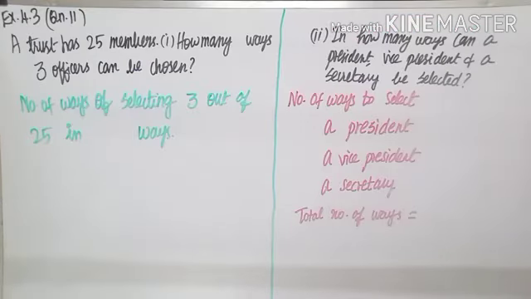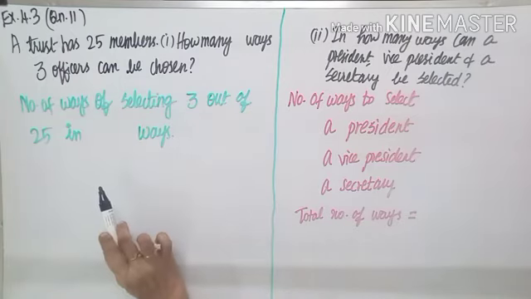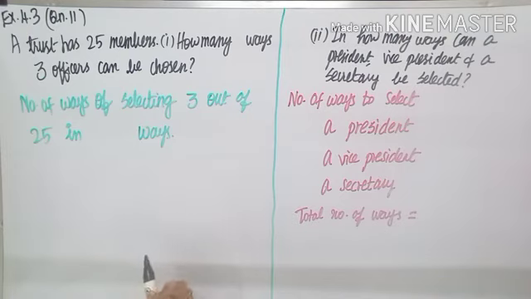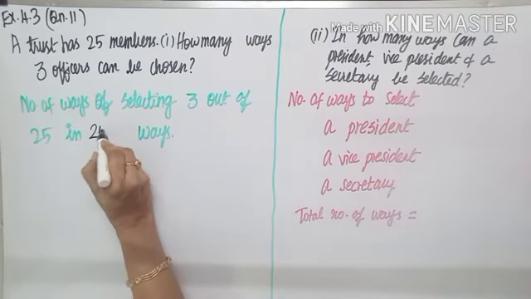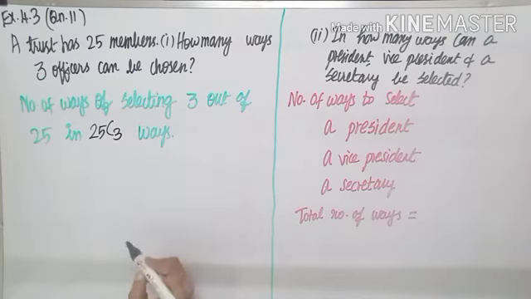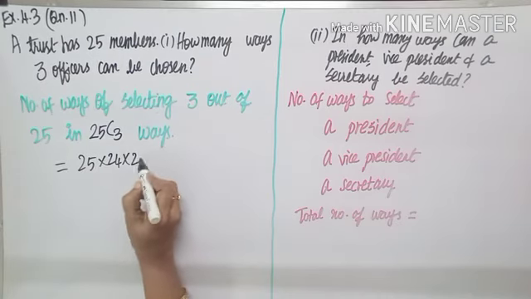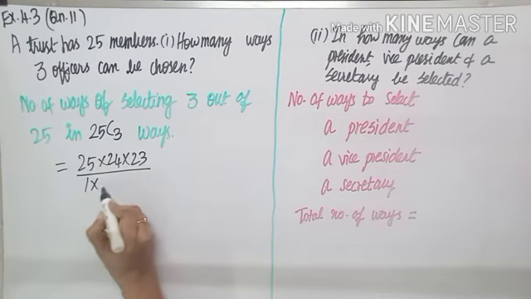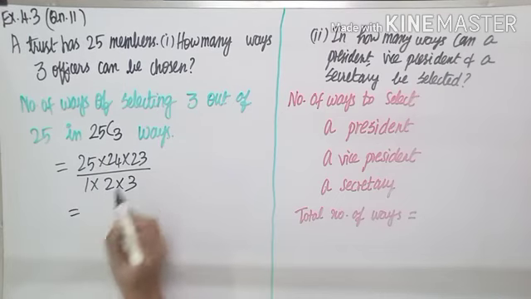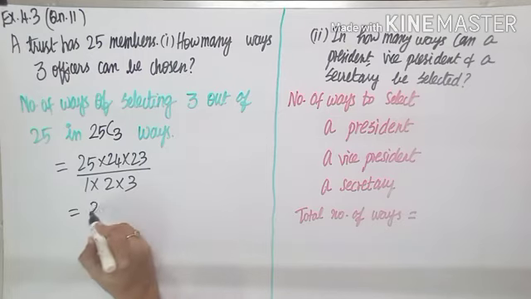Question number 11. A trust has 25 members. How many ways can 3 officers be chosen? Given 25 members, any 3 can be chosen in 25C3 ways. How to calculate? 25, 24, 23 by 1 into 2 into 3. As we cancel, the answer is 2300.